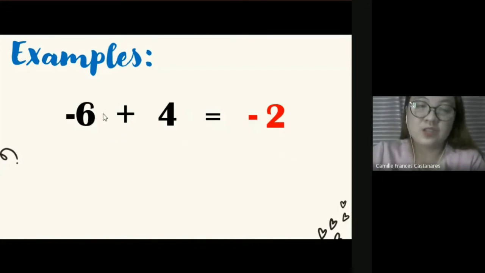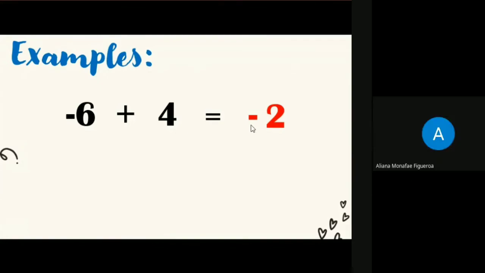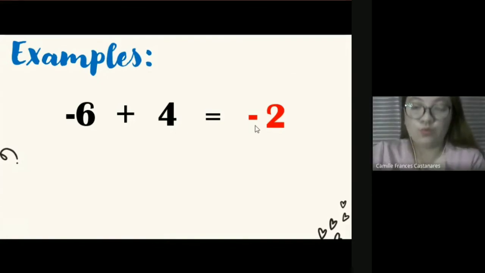Again, why? We subtracted 6 and 4, and we have 2. Then we find the bigger number. The bigger number is 6, and the sign of this bigger number 6 is negative. So our answer will be a negative integer, or negative 2.